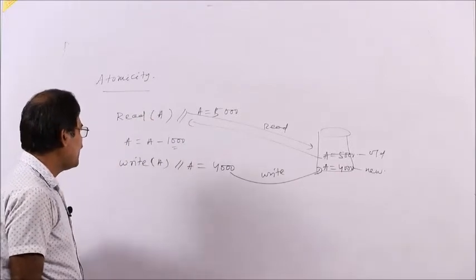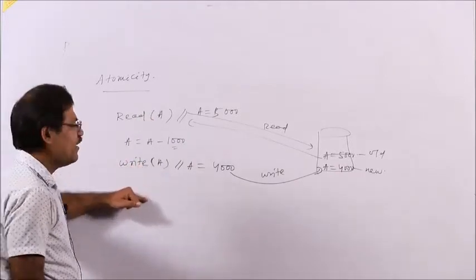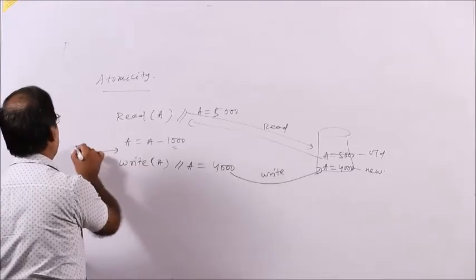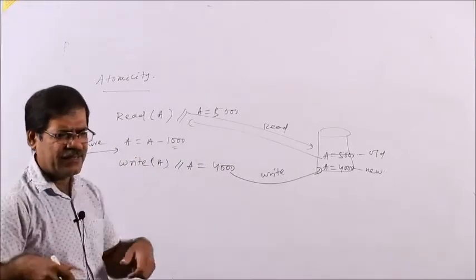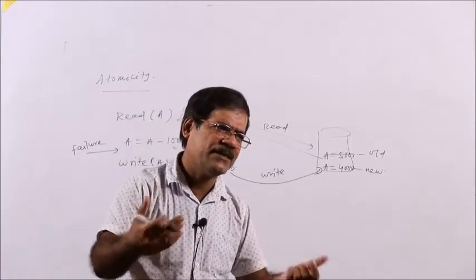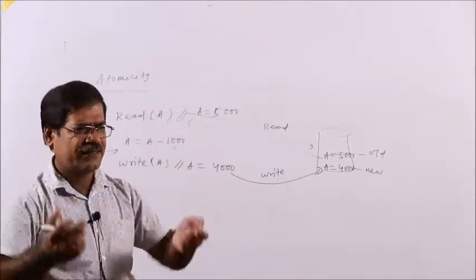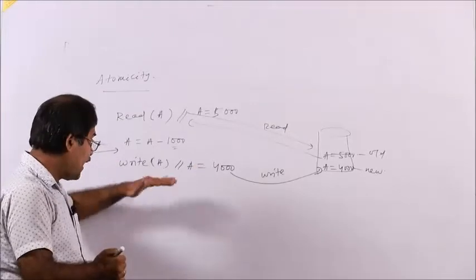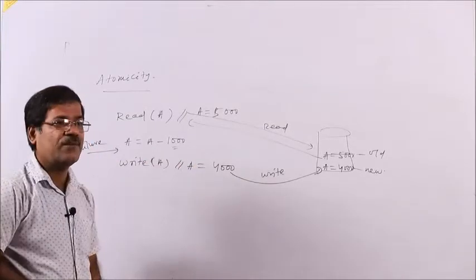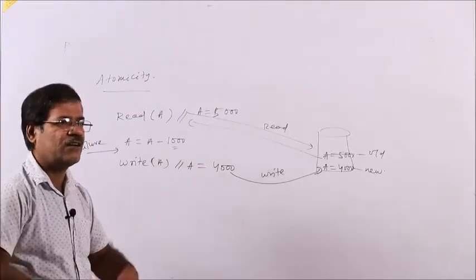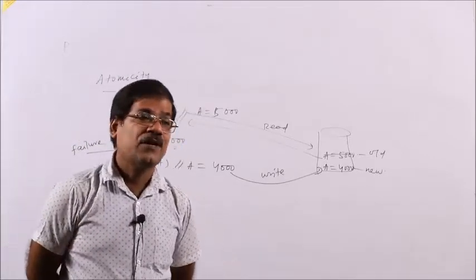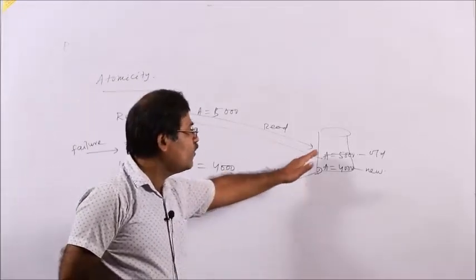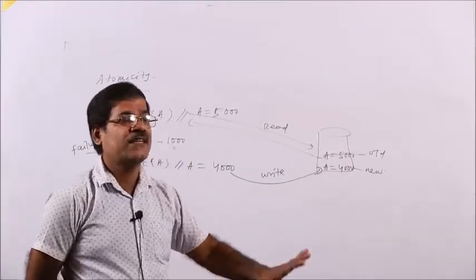So here the question is, before the write operation, if any failure occurs. What type of failure, I don't know. It may be a software failure, link failure, disk failure, or a crash. Any failure occurs, but your last statement is not executed. Your update operation is processing, but it is not completed. So what will happen? The old value is still in the database. The update is not completed.